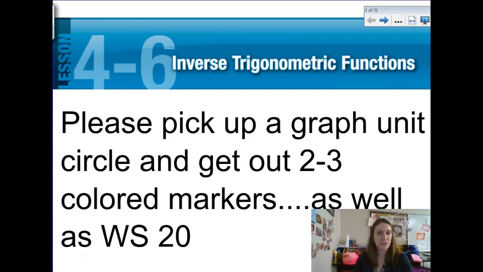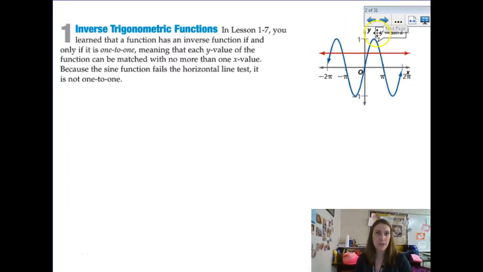So our lesson for 4.6 inverse trig functions is going to have to be split amongst 2 different days. So this is 4.6 part 1, where we introduce the basics of the inverse trig functions, arcsine, arccosine, and arctangent. And we'll talk about how to evaluate different parts of the unit circle using arcsine, cosine, and tangent.